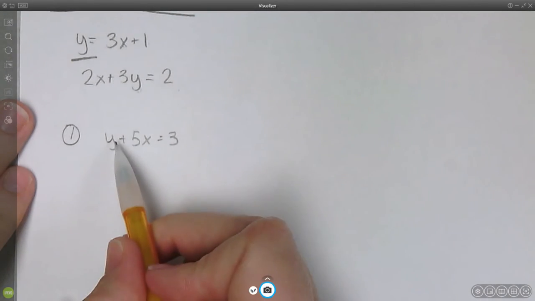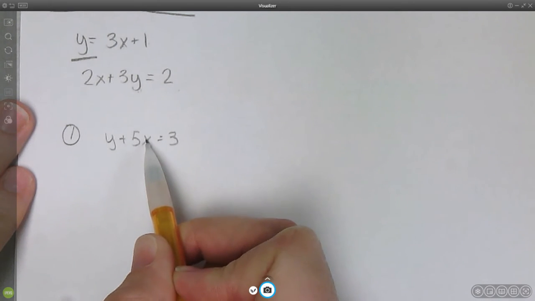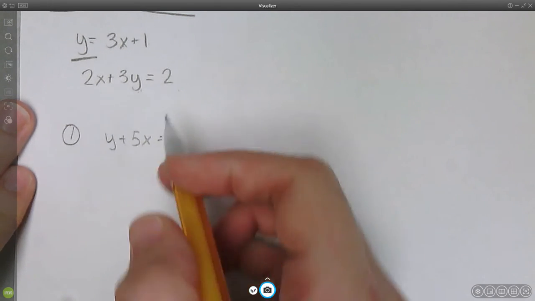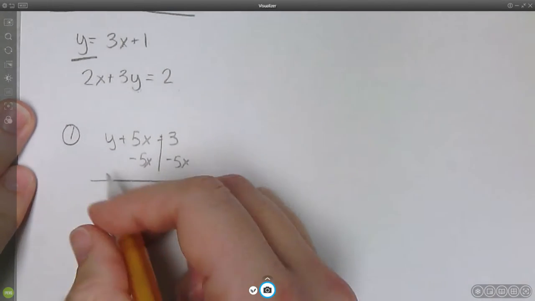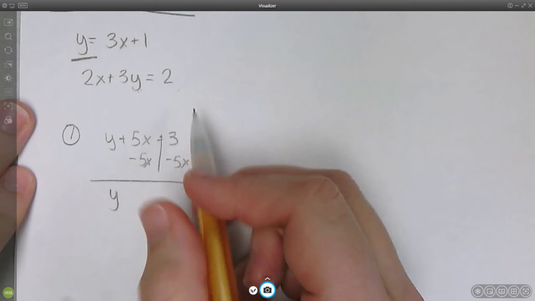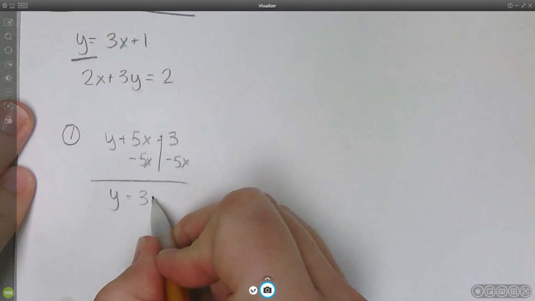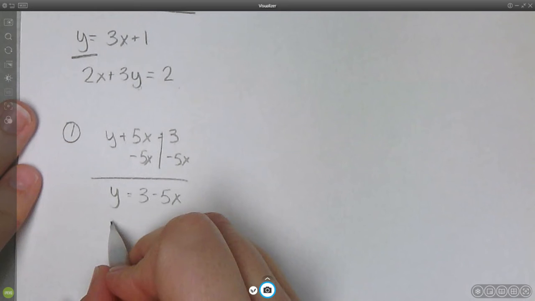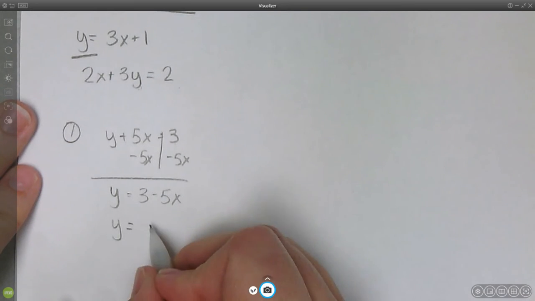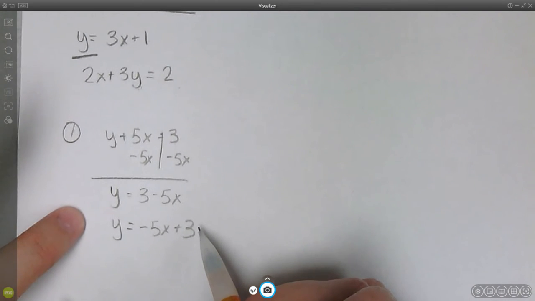So all you're doing is you're getting y by itself on one side. So right now we have y plus 5x. So to get y by itself, we need to subtract 5x from both sides. So we have y left on this side, and 3 minus 5x, well, that is just 3 minus 5x. And then if you would prefer this in slope-intercept form, you can write it as y equals negative 5x plus 3. These two things are exactly the same. You can graph both of them in your calculator just like this.